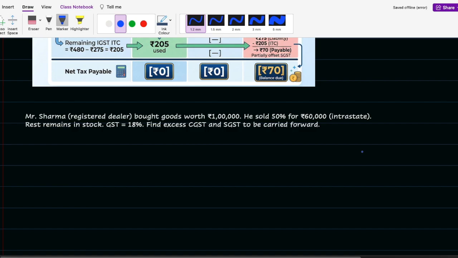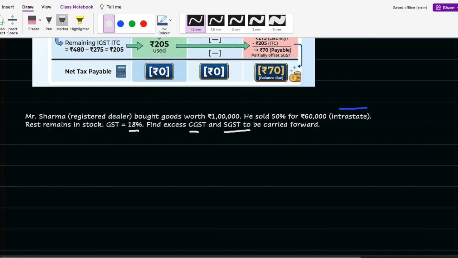For example, Mr. Sharma, a registered dealer, bought goods of 1 lakh rupees and he sold 50% of those, for 60,000 rupees, in intrastate transactions. The rest remains in stock. GST is 18%. How much excess CGST and SGST is to be carried forward?